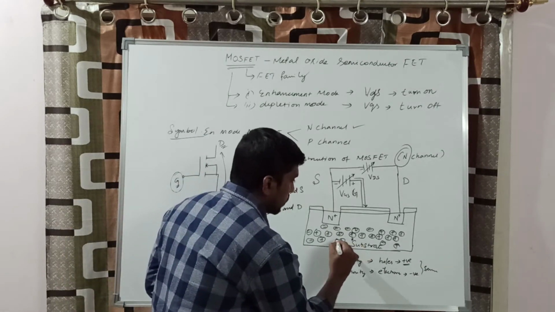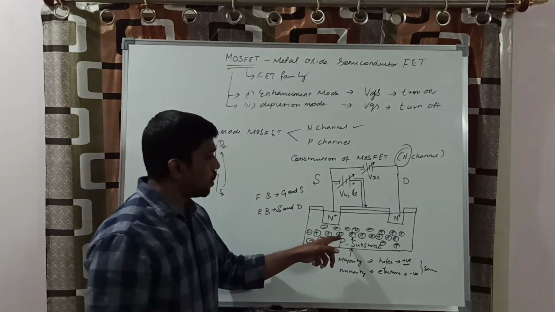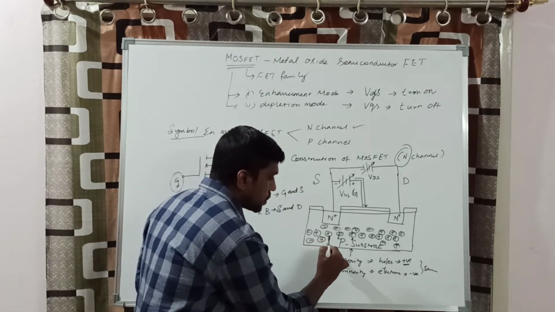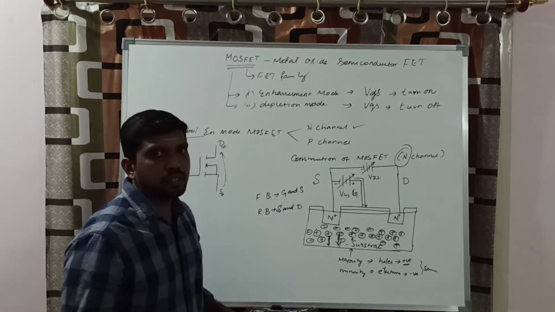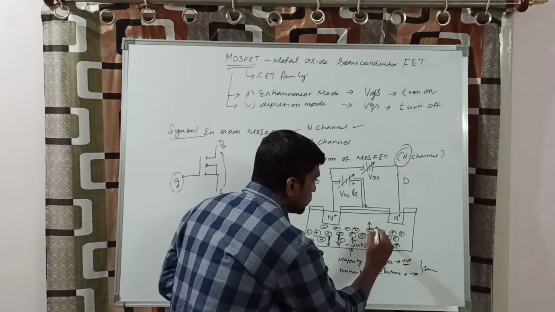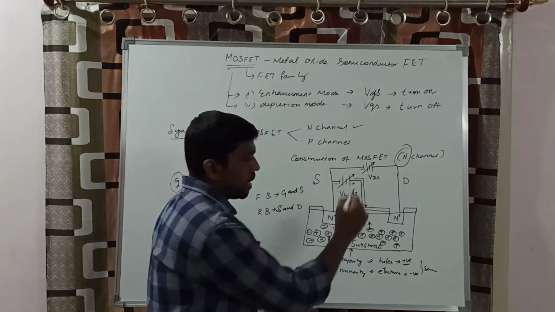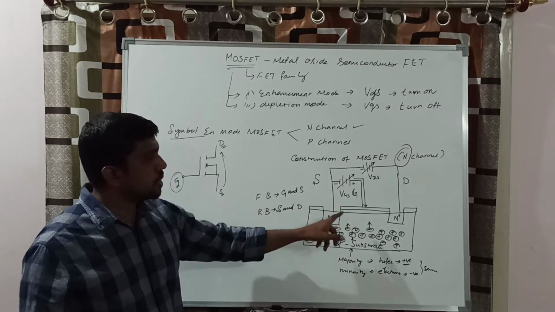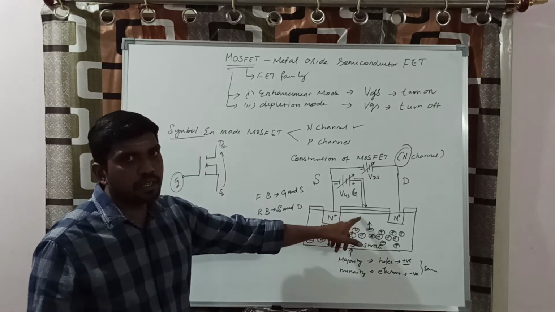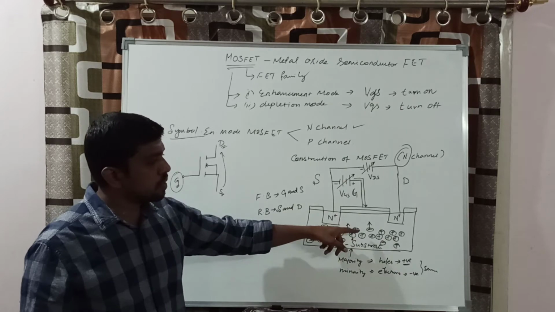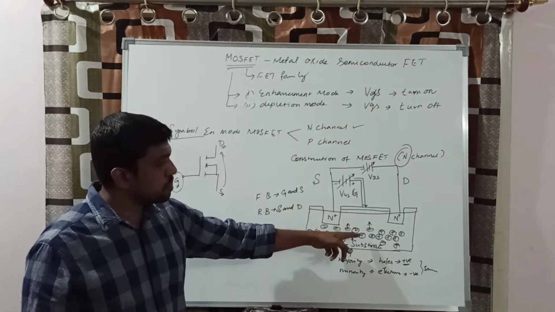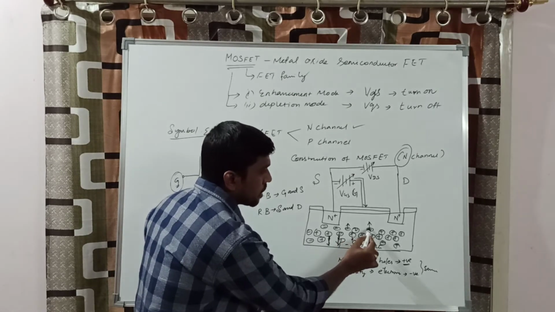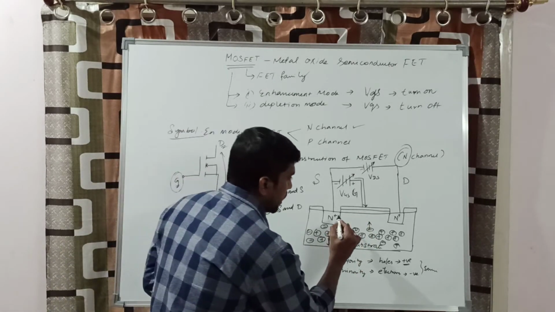Repel the holes. The holes move towards the substrate. Electrons move towards the gate. Is it clear? You first apply the gate to source voltage. The positive is applied to the gate. Here these two charges are the same, so same charges means repulsion. The holes move towards the substrate. Electrons move towards the gate.